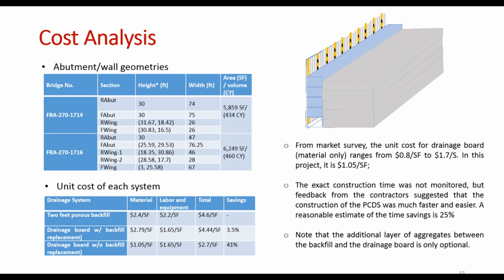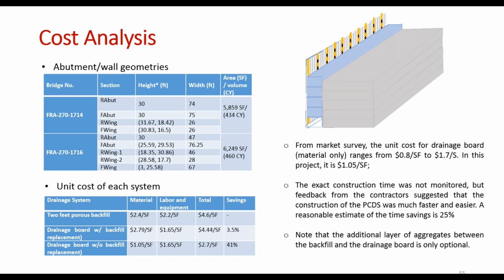So when we took that into consideration, the total unit cost for the material is larger than the 2 feet porous backfill. That makes sense because now you have granular material together with this PCDS. Okay? So you have two materials.